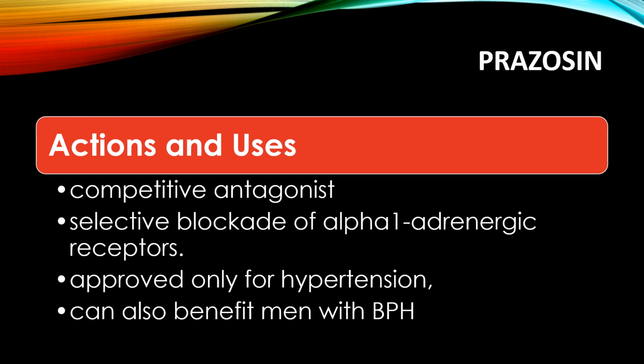First up for the adrenergic antagonists is prazosin. It is used as a competitive antagonist for selective blockade of alpha-1 adrenergic receptors. The result is dilation of arterioles and veins and relaxation of smooth muscle in the bladder neck, the trigone, the sphincter, and the prostatic capsule. It is approved only for hypertension but can also benefit men with BPH, or benign prostatic hyperplasia.